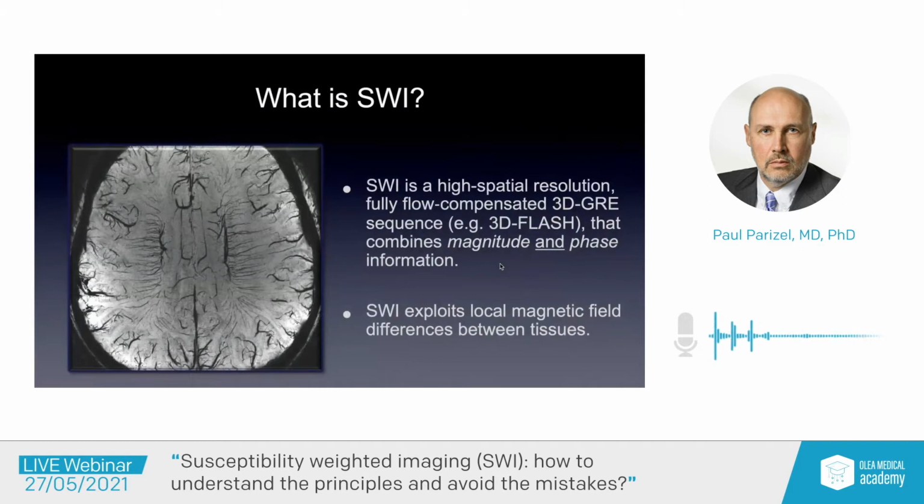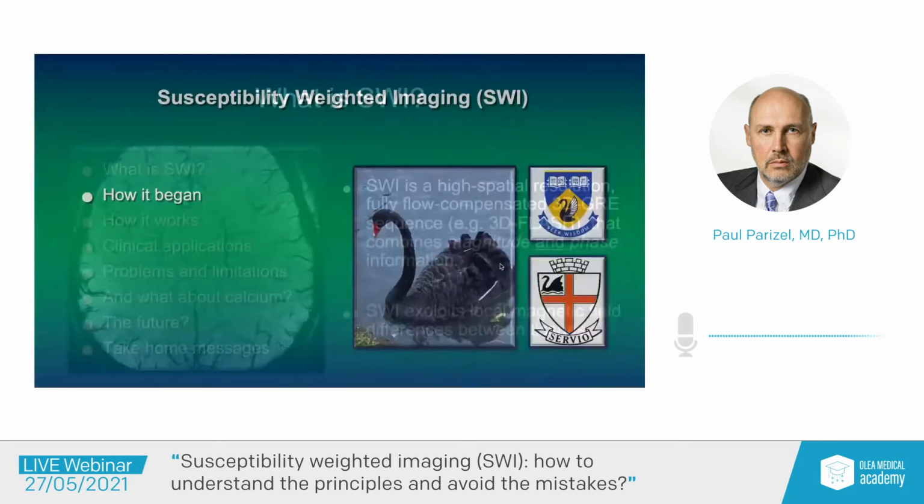This is a 7 Tesla image, very high resolution, showing beautifully the veins within the brain and the veins on the surface of the brain because of the paramagnetic effect of deoxyhemoglobin. So that is our definition of susceptibility weighted imaging. Again, high resolution, flow compensated, 3D, gradient echo, and combining magnitude and phase information. All of these elements are important.